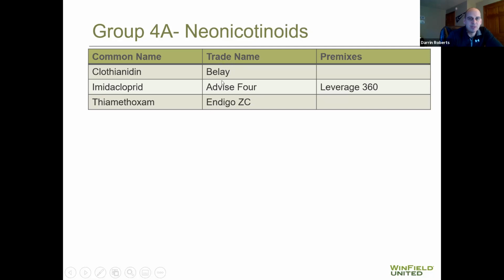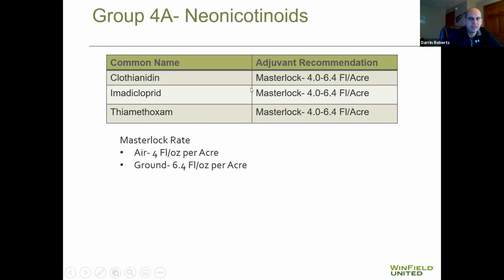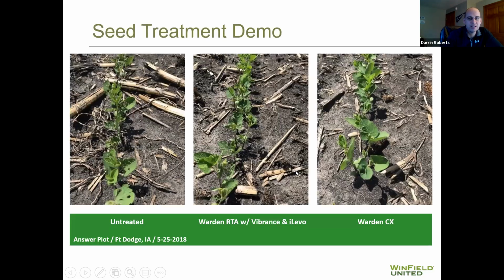Some of the trade name products, Belay, Advise 4, Indigo ZC, they all contain these neonics. For foliar applications, if they do contain neonics, they're generally just approved for application to soybeans, not to corn. A premix with neonic would be Leverage 360. Same adjuvant recommendation for a foliar application, and that's Master Lock as the drift and deposition aid.